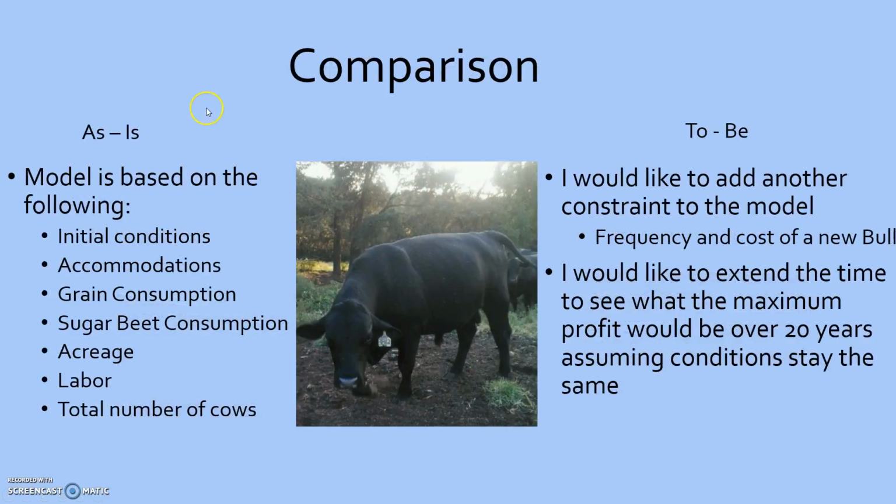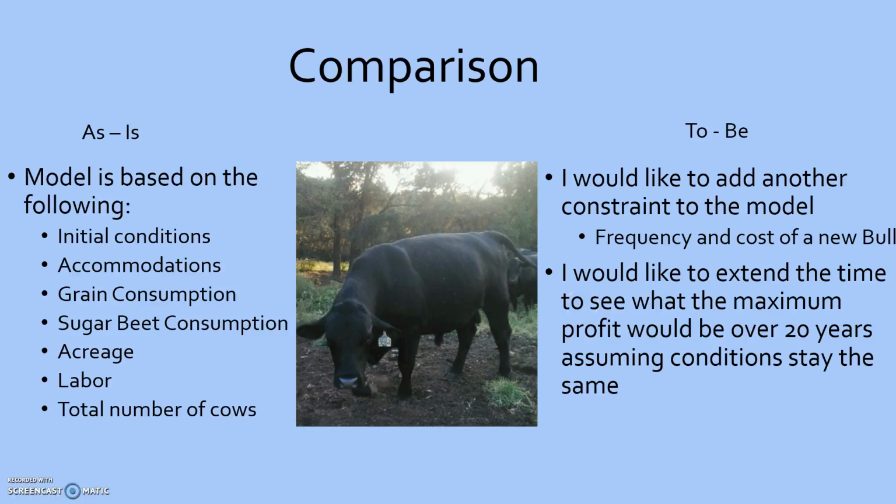So, the comparison with the as-is model and the to-be model. As-is, the model is based on the following conditions, which are just the initial conditions: the accommodations for the cows, the grain consumption, the beet consumption, the acreage needed to have the cows, the labor requirements for all the cows, and just the total number of cows in general. But I would like to add another constraint to the model.